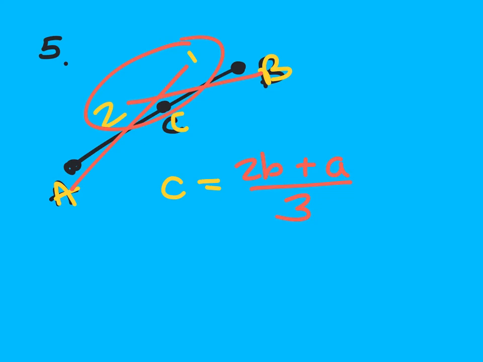I know what little b is, that's just that point turned into a vector. I know what little a is, that's just that point turned into a vector. If I plug them into this formula, then I'm going to be able to work out what C is. Remember, big C is a coordinate, so write it as a coordinate.